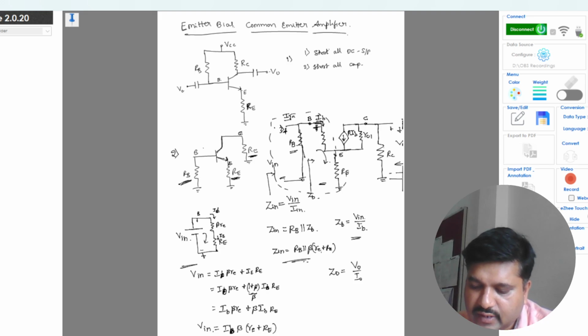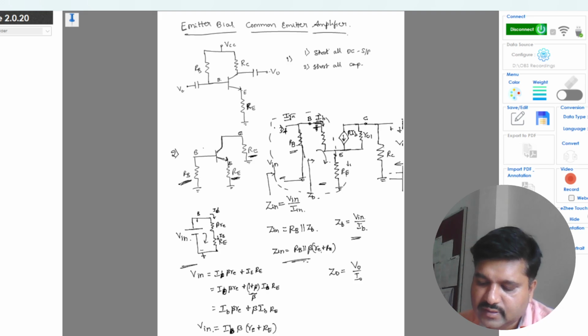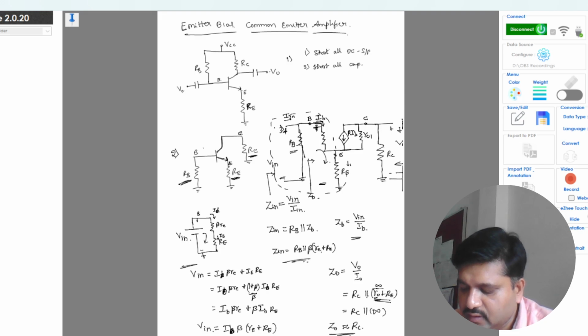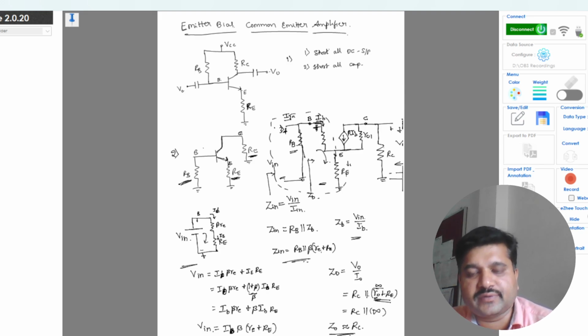If you think IC is flowing here and the same IC is also flowing here, it becomes RC parallel with R0 plus RE. Since R0 is very large, I will take it theoretically as infinite. So infinite plus a finite value will again be infinite. RC parallel with infinite, Z0 is again approximately equal to RC. So this is the output impedance of the circuit.